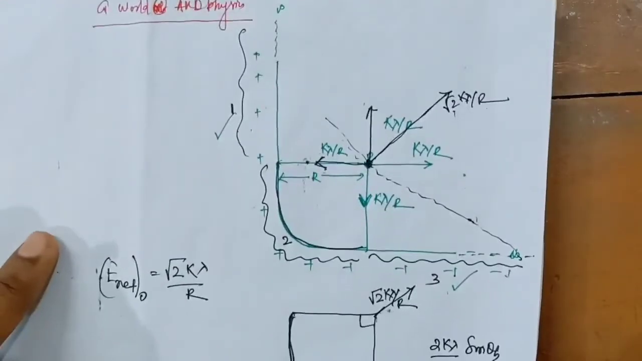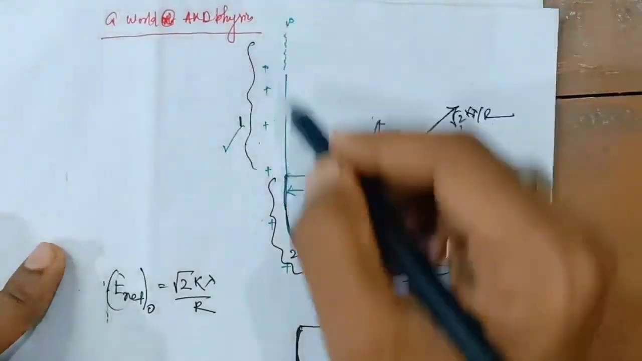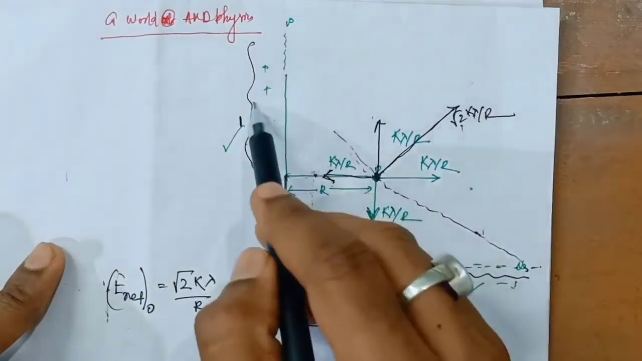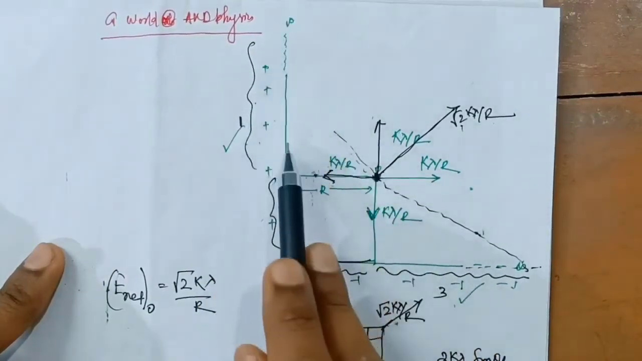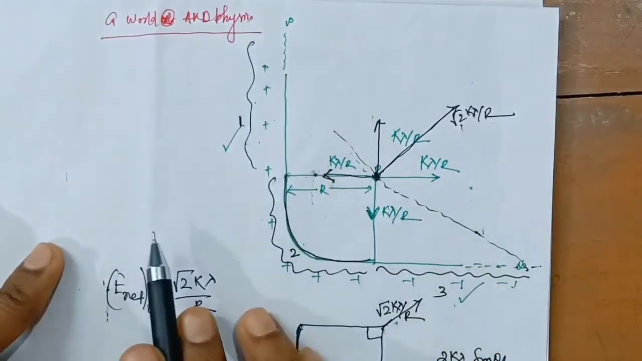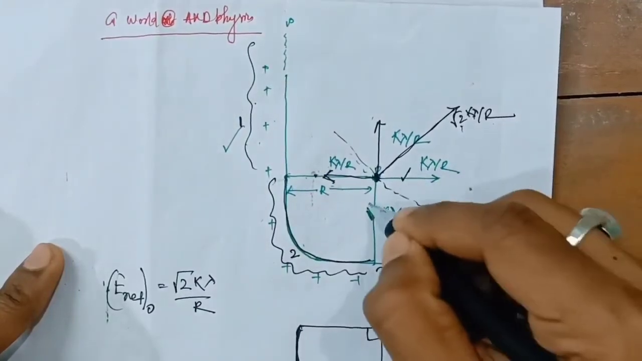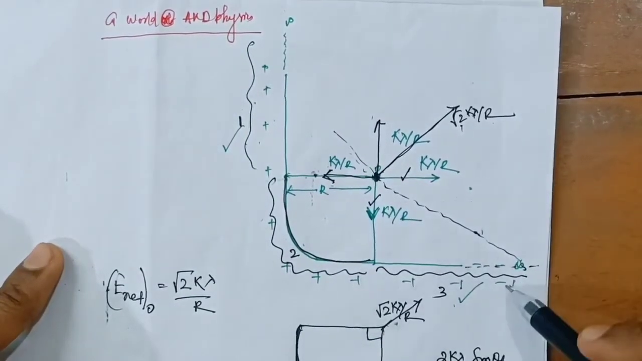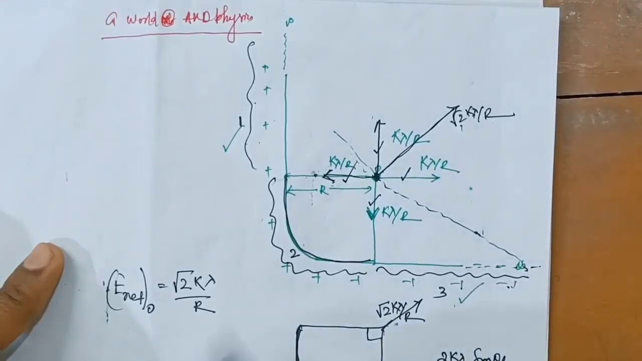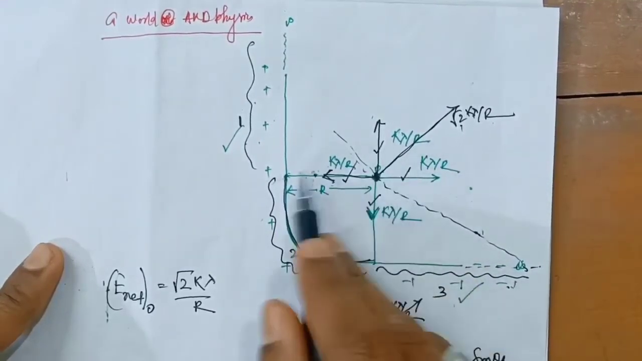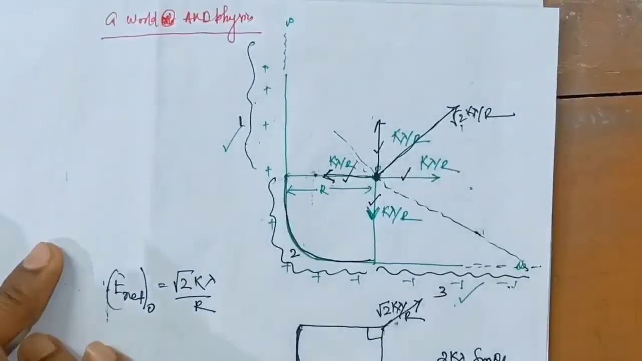I just want to recall one more time. There are three things: segment 1, segment 2, segment 3. Segment 1, an infinite rod with one end going to infinity, has two components. This is segment 3, with two components. This is one component, this is one component. These two components have cancelled each other. Every component has cancelled each other.